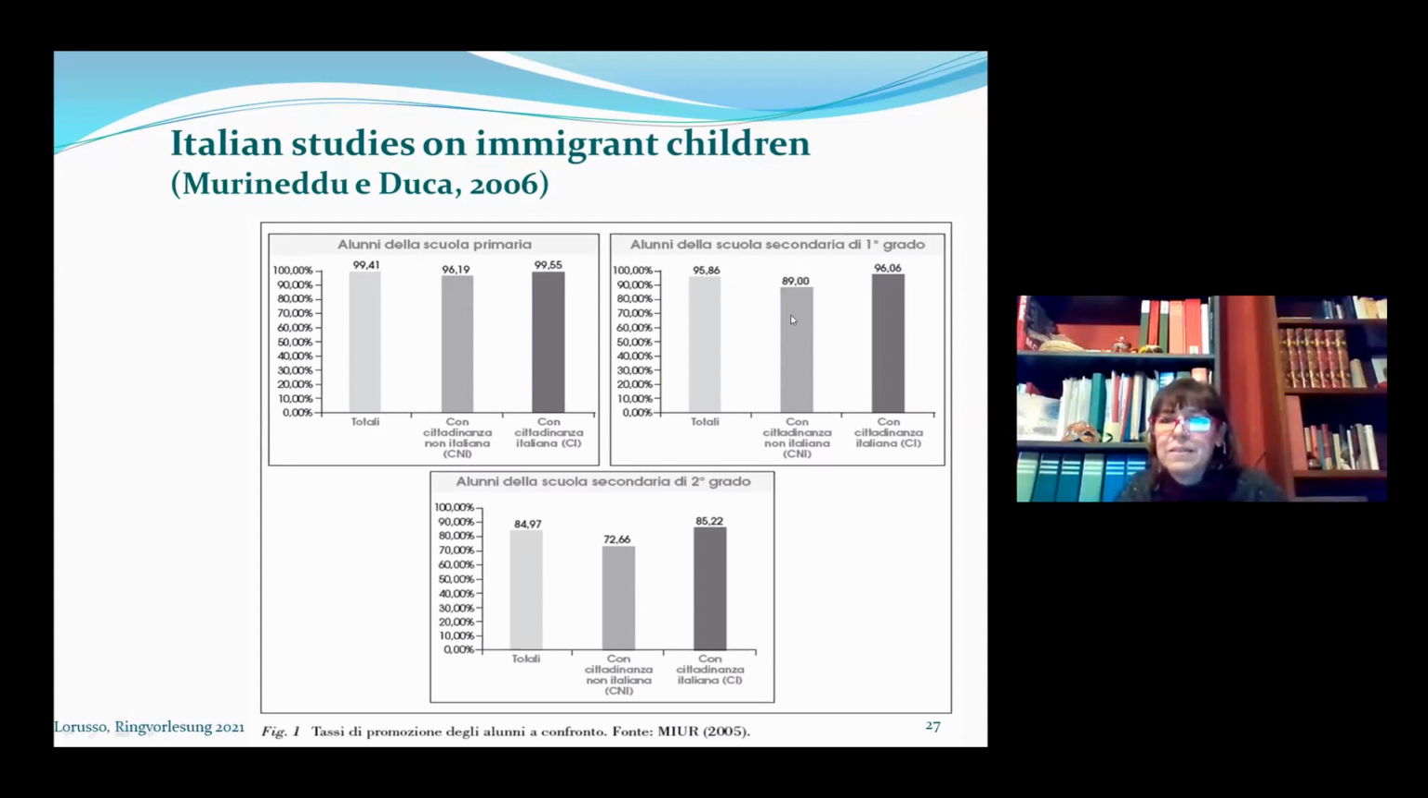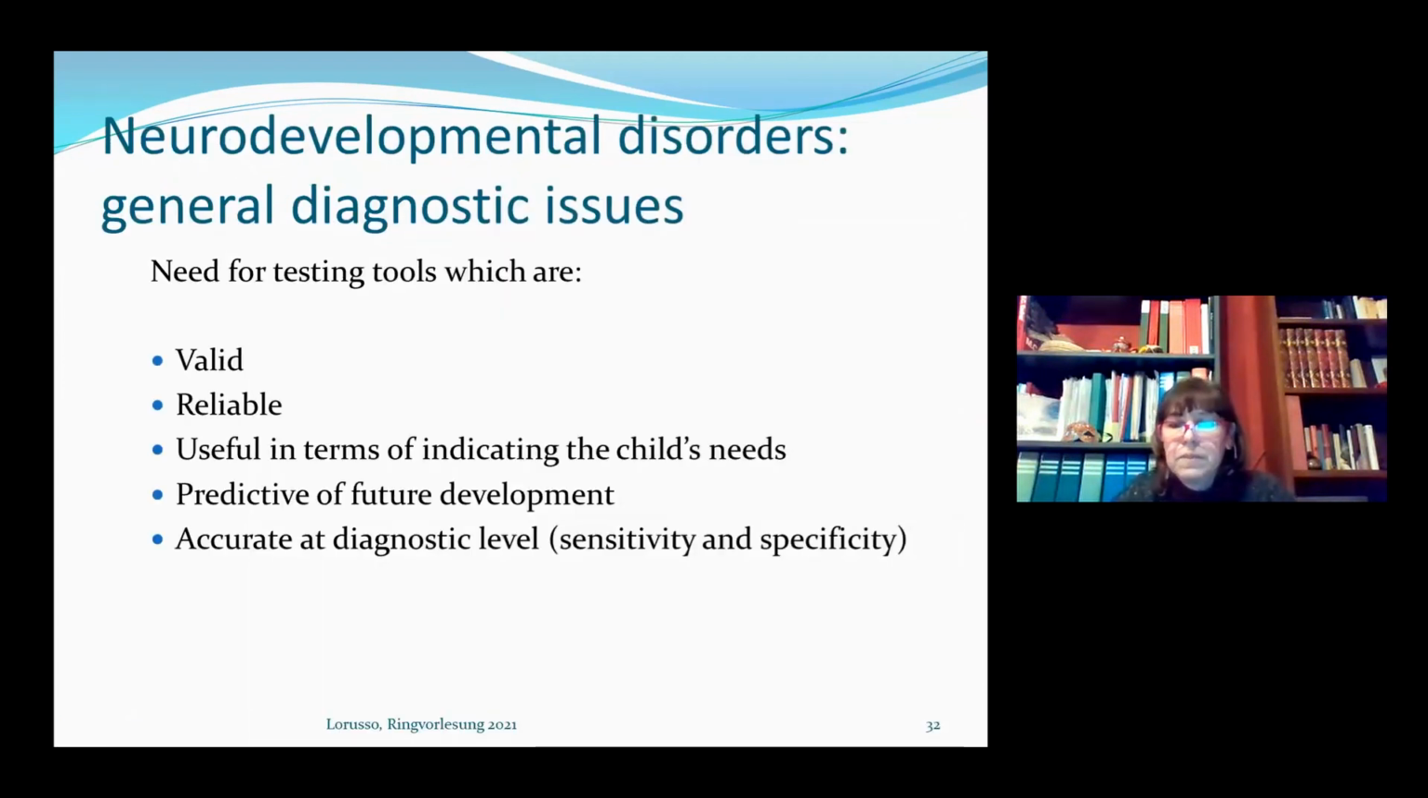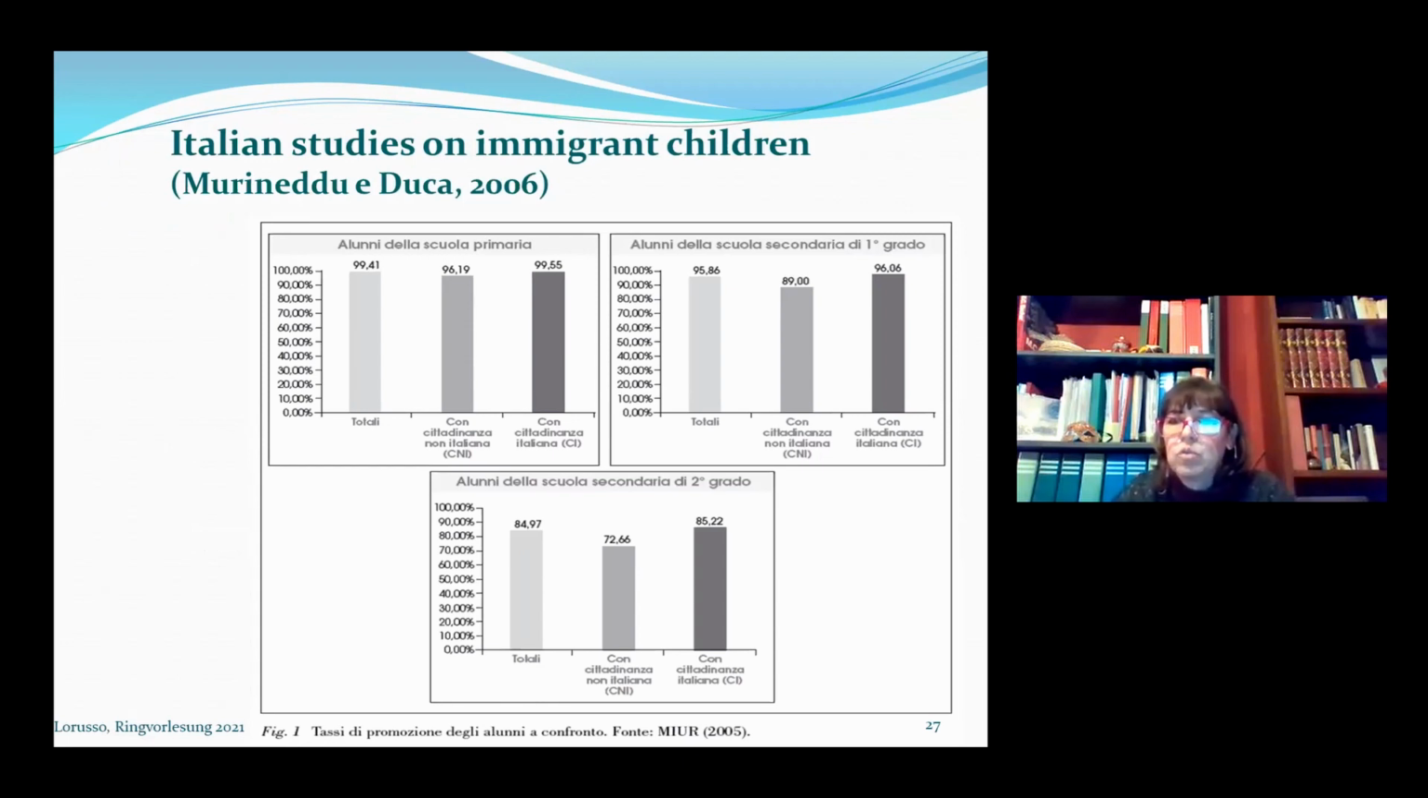You can see that the discrepancy between the two groups is even larger. And in the second grade of secondary school, so this is middle school and this is high school, the gap increases even more. So being born in a non-native Italian family is a disadvantage for children in their school success, and this is a fact. These are data from the Ministry of Education in Italy.